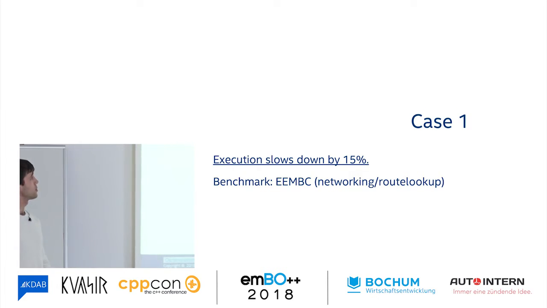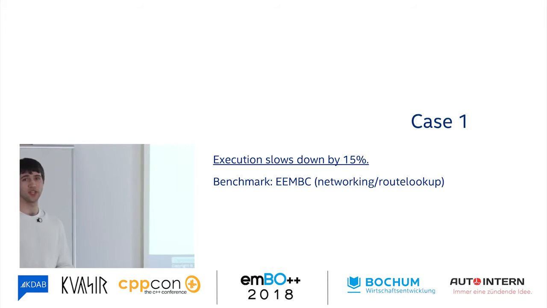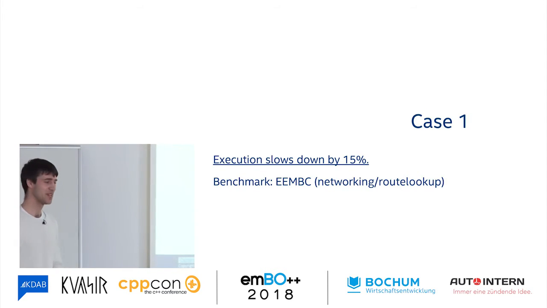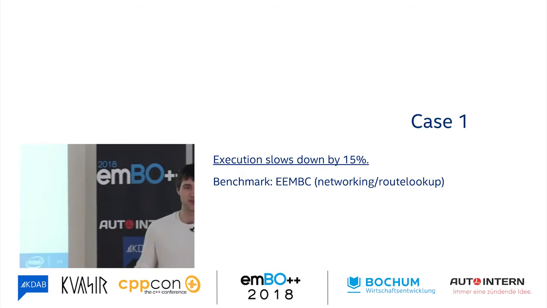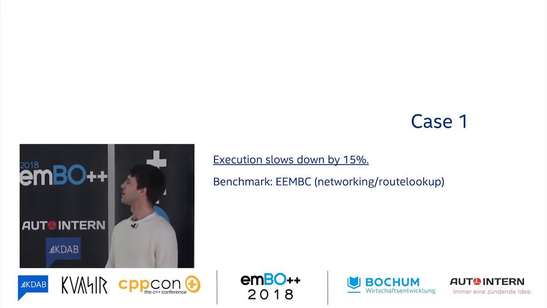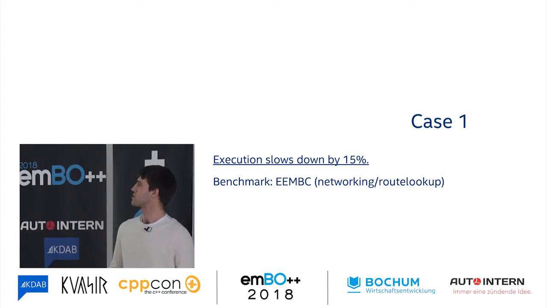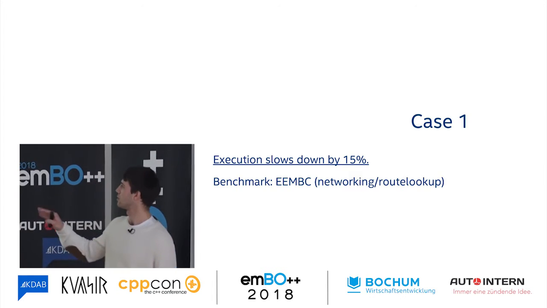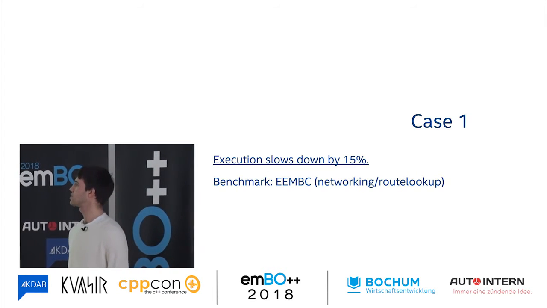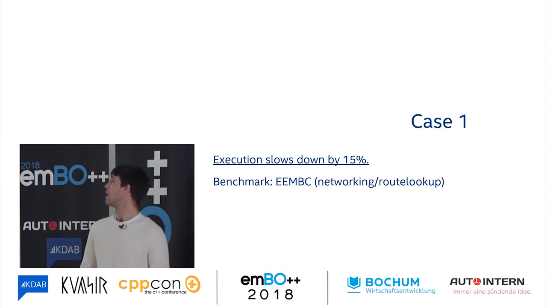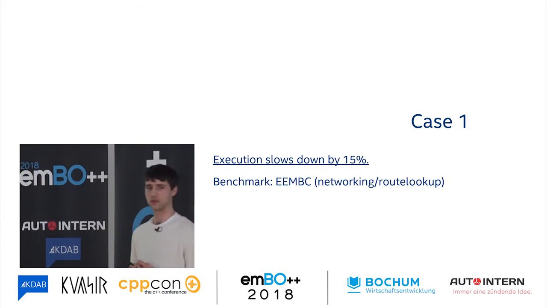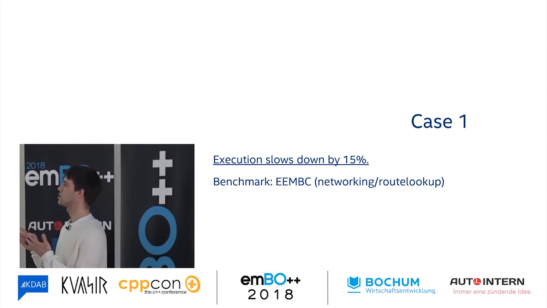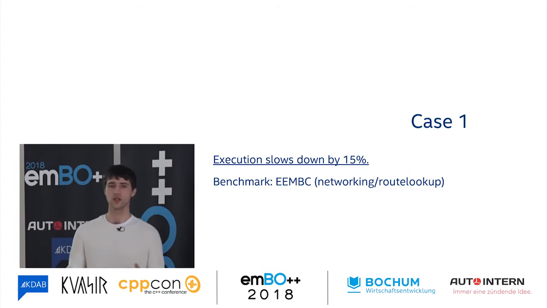So there was a performance regression one day. I will not name the compiler on which that happened, in order to not give a bad impression about this compiler. The execution times slowed down by 15% on some EEMBC benchmark, which is actually an embedded benchmark. So I profiled it and found the hottest place in this benchmark. It is a really simple benchmark, so it has only one hotspot inside.